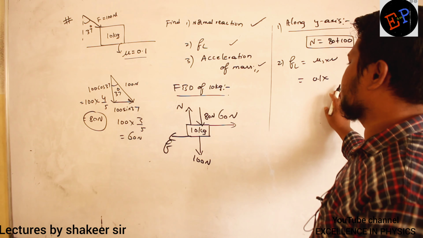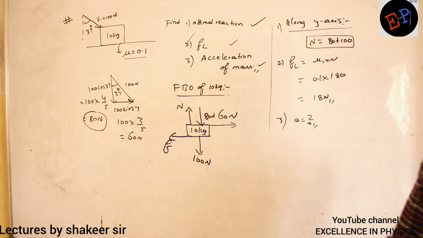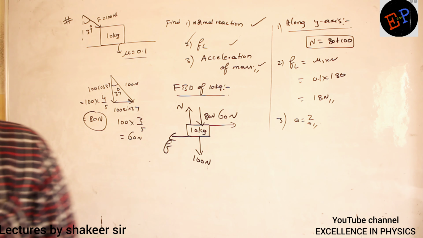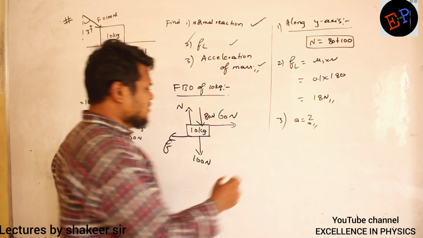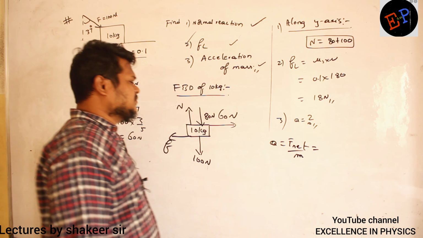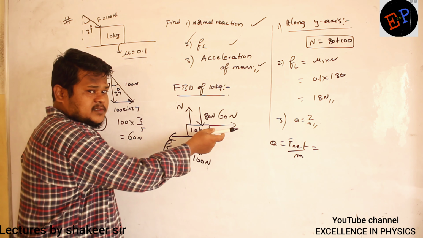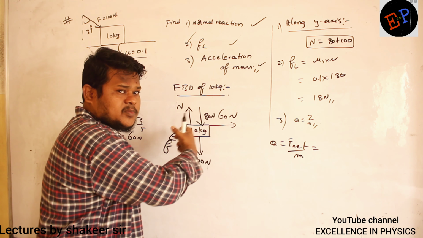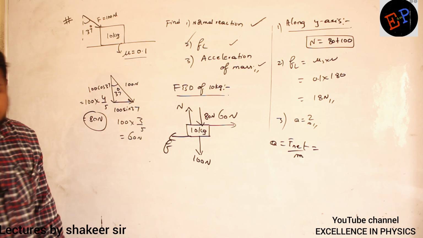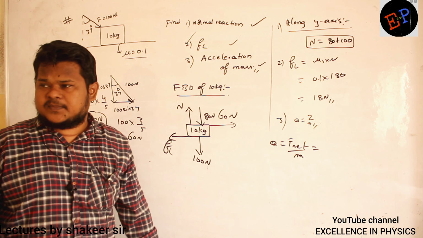Now the third question: what is the acceleration of the mass? How can I calculate acceleration? Formula for acceleration: a is equal to net force divided by mass of the body. Net force is how much? What is the force acting in this direction? 60. 60 is trying to pull the body, no? Then which is the opposing force? Limiting friction is the opposing force. What is the limiting friction? Limiting friction is 18. So therefore what is the net force?